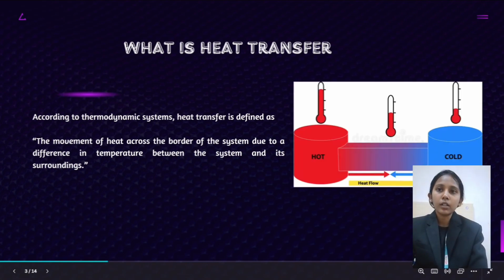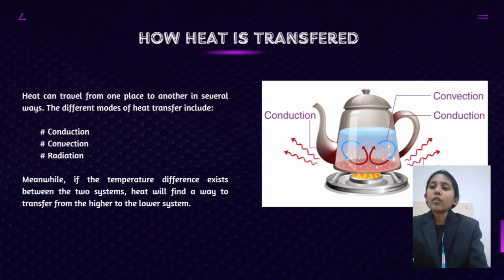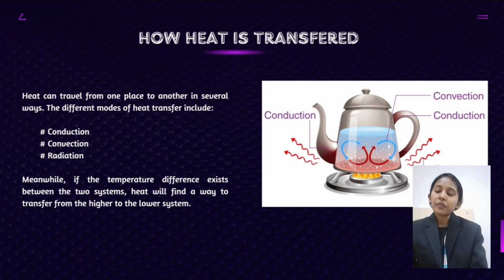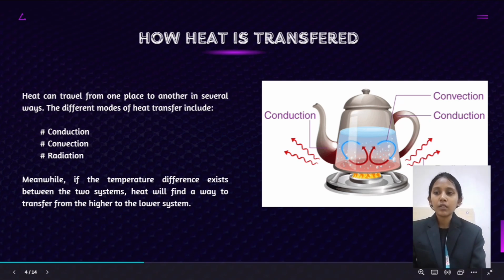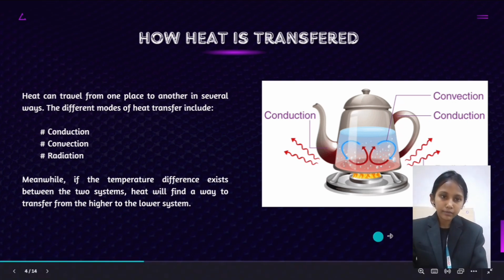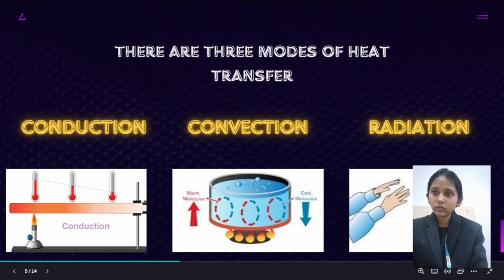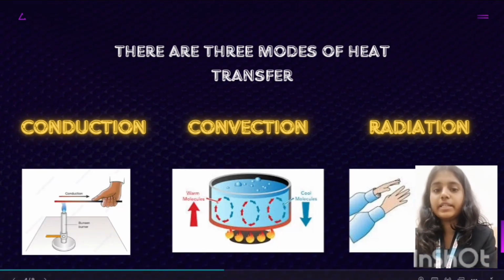Now I will show you one image that most of the time heat is transferred from hot body to cold body. Now how is heat transferred? Heat can travel from one place to another in several ways. The different modes of heat transfer include conduction, convection, and radiation. We are going to see them in detail. Meanwhile, if a temperature difference exists between two systems, heat will find a way to transfer from the higher to the lower system. As I have told, there are three modes of heat transfer: conduction, convection, and radiation. We will see these modes in detail.